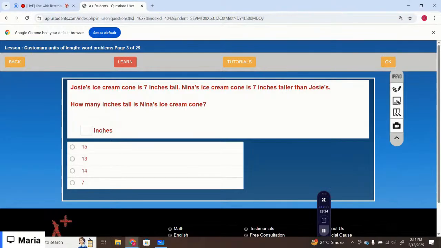Josie's ice cream cone is 7 inches tall. Nina's ice cream cone is 7 inches taller than Josie's. How many inches tall is Nina's ice cream cone?